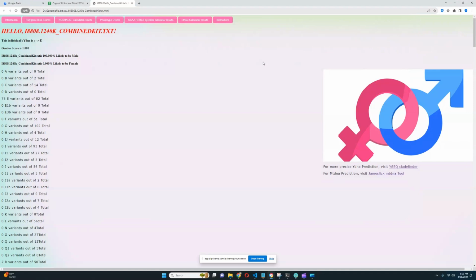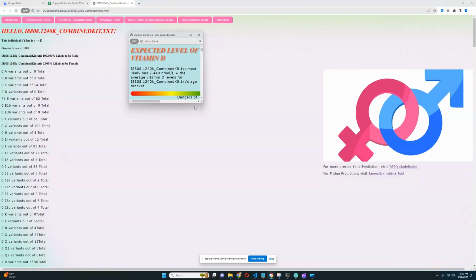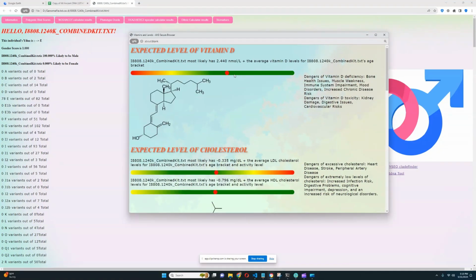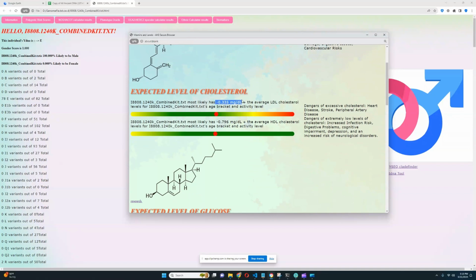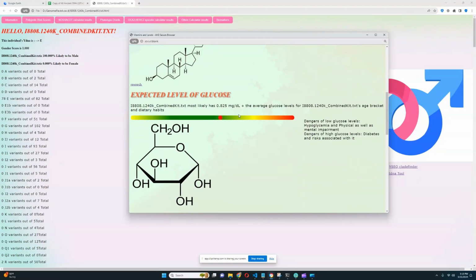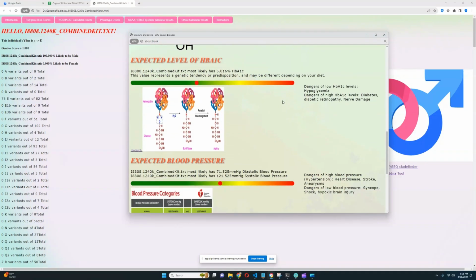So now let's go ahead and see what he scores for the biomarkers. And for the biomarkers, it looks like he's got a slightly above average level of vitamin D, which is really good to see. A slightly below average level of LDL cholesterol, which is also good to see. Below average level of HDL cholesterol, which is not so good to see. But then again, he is still sort of in the healthy range. For glucose, he's got slightly above average level of glucose levels. So that is a little bit unfortunate. For hemoglobin, it looks like he's got spot on average level of hemoglobin.